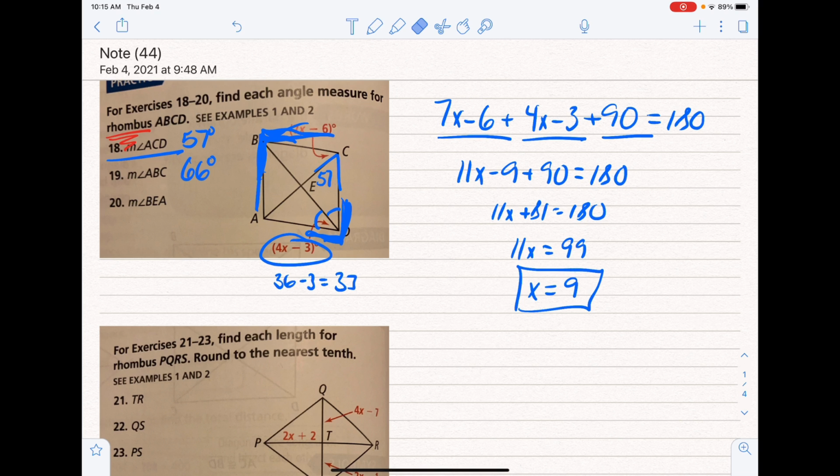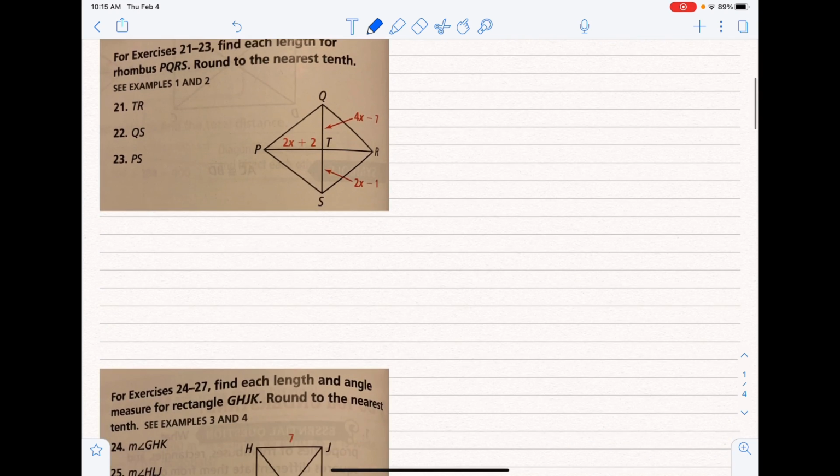And then lastly, the measure of angle BEA. Well, that's an easy one because we know that the diagonals of a rhombus are perpendicular. So BEA has to be 90 degrees. That's easy. Okay, next, number 21.